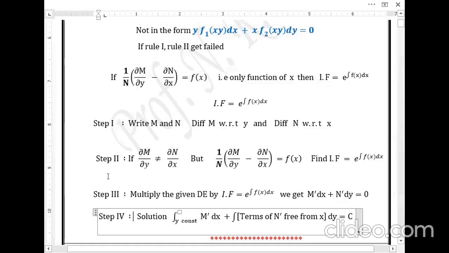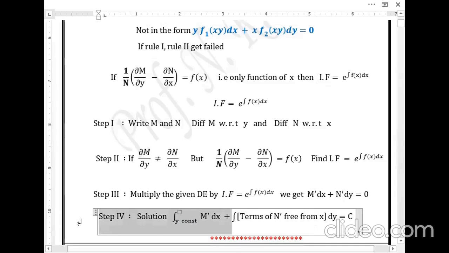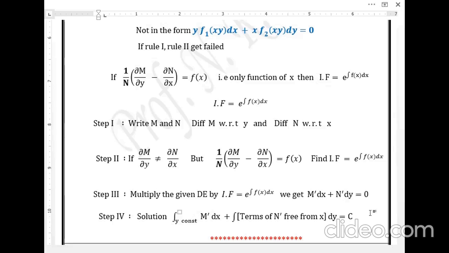The rule is: integrate M dash with respect to x, keeping y as a constant. For the second term, we take the integration of N dash with respect to y. The terms which do not contain x, we have to remove. And equal to c, the constant of integration, defines the general solution of the given differential equation, which is solved by rule number 3.